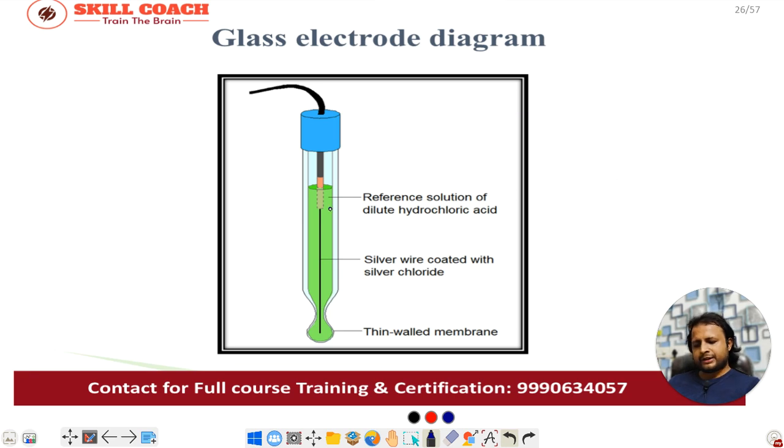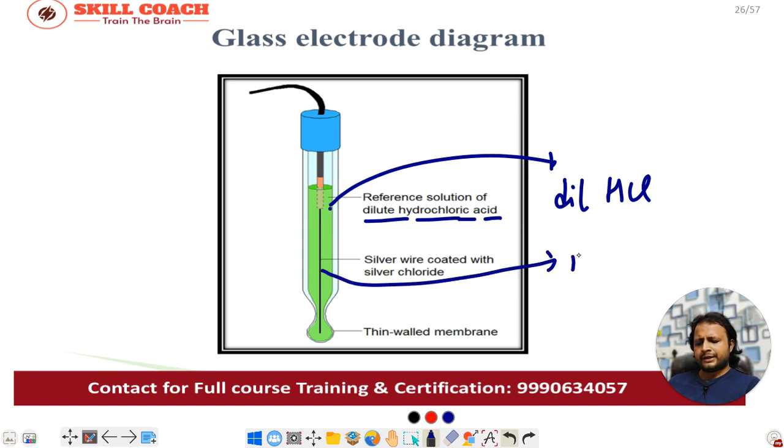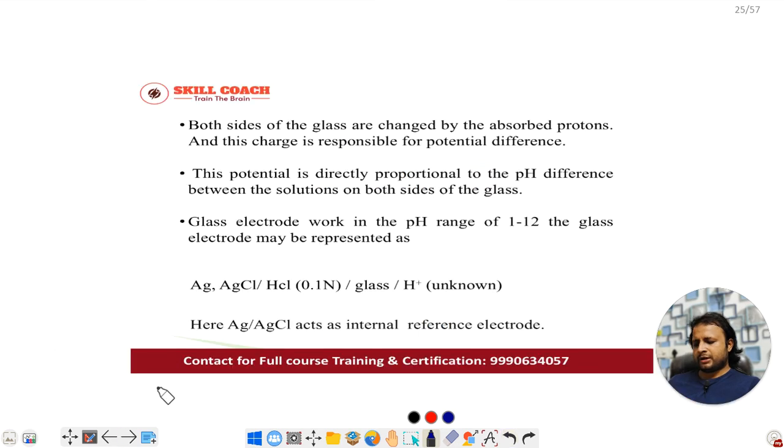So we have a reference solution of dilute hydrochloric acid. Means dilute HCl solution is there at this place, and this one is the black colored wire, silver wire coated with silver chloride, AgCl. And this one is the thin walled membrane. This outer membrane, the very outer cover, is the thin walled membrane. Now you can understand how it is.